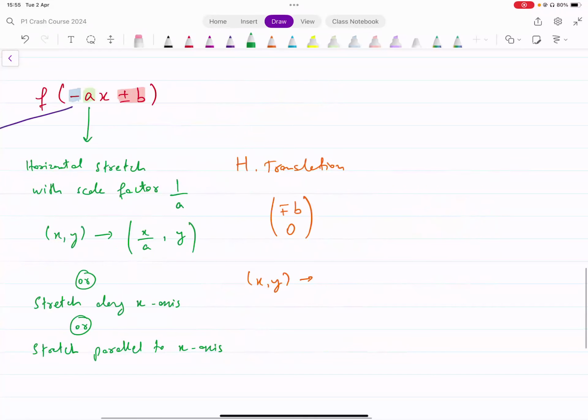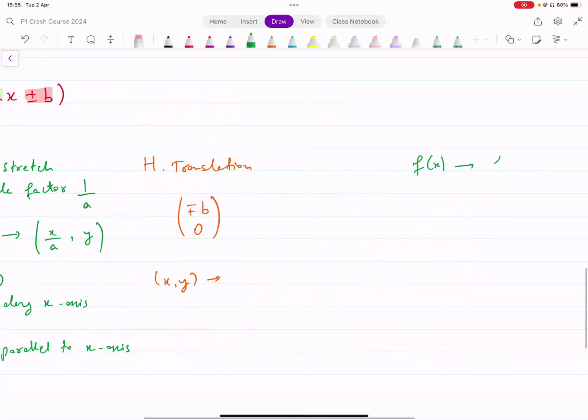Let me give you an example. Let's say you have f of x, and that goes to f of x plus 4. The translation vector for this, what is that going to be? You would say this is a translation minus 4, 0, right? It's 4 units left. So plus 4 in the function would mean in the vector you've got minus 4, because minus 4 in the vector would mean 4 units to the left. That's how you would write this translation.